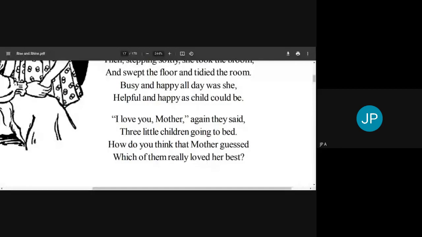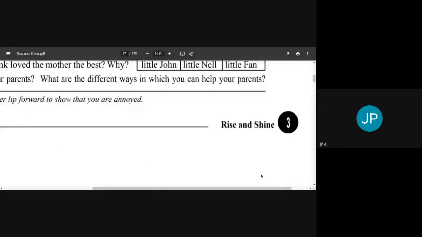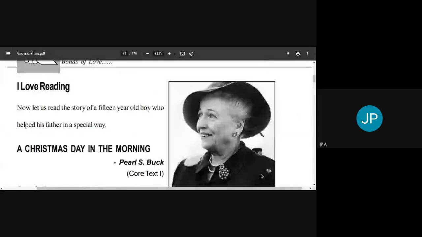So this is the theme of this module. This is the theme of the story that we are going to discuss in the core text. So the story is written by this lady whom you see in the picture. She is a very famous American novelist. Her name is Pearl S. Buck. She is a very famous author from the United States of America. The title of the story that we are going to learn is A Christmas Day in the Morning. It is a story of a young boy who gives a special gift to his father by helping him.